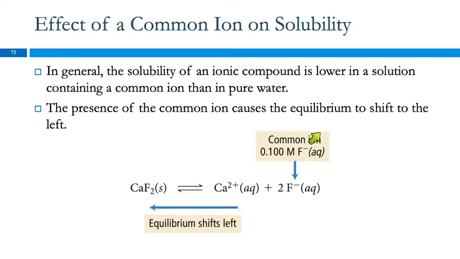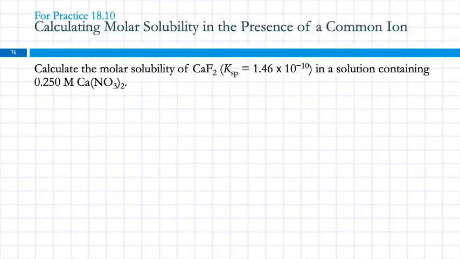If the solution already contains 0.1 molar fluoride ion, that will cause this equilibrium to shift and less of the calcium fluoride will dissolve. The equilibrium constant is the same, but the molar solubility will be different. So let's calculate the molar solubility of calcium fluoride in a solution containing 0.25 molar calcium nitrate.